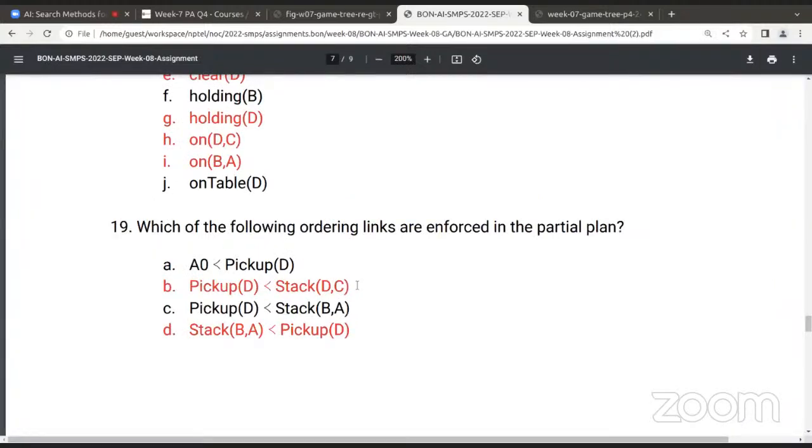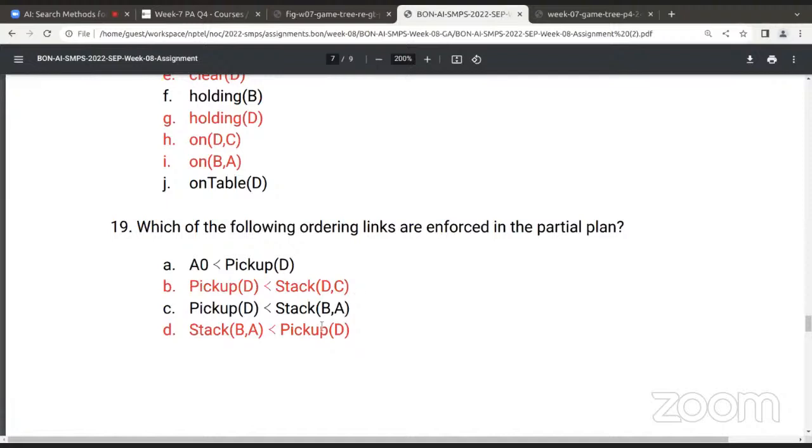Though the symbol looks like that in mathematics, we use this to convey the precedence relation. What precedes what? It's not that something is less than something else. It's a precedence, not a full plan. That's why we have not selected A1 as not before the pickup D, because before that some unstack needs to be done. That's why option A is not correct, right?